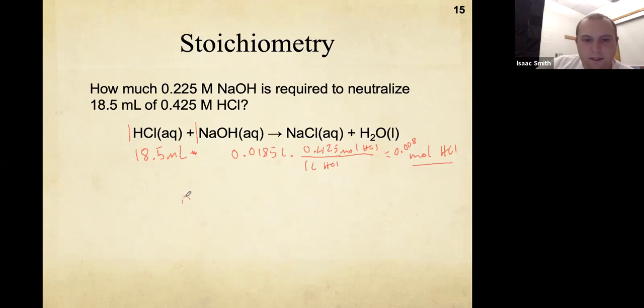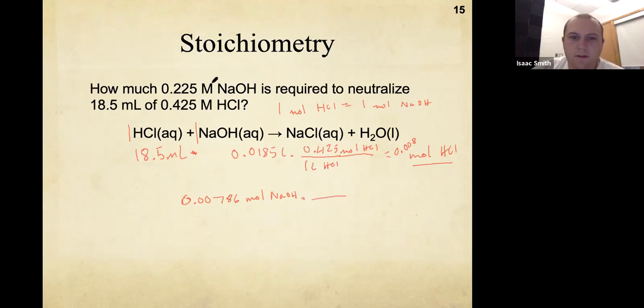Actually, I should probably use more sig figs, so we have 0.00786 moles of HCl. Now the moles of HCl and the moles of sodium hydroxide, to neutralize them completely, is a 1-to-1 ratio, so those moles are going to be equal. For every 1 mole of HCl, we're going to have 1 mole of sodium hydroxide. So I'm going to say 0.00786 moles of sodium hydroxide.